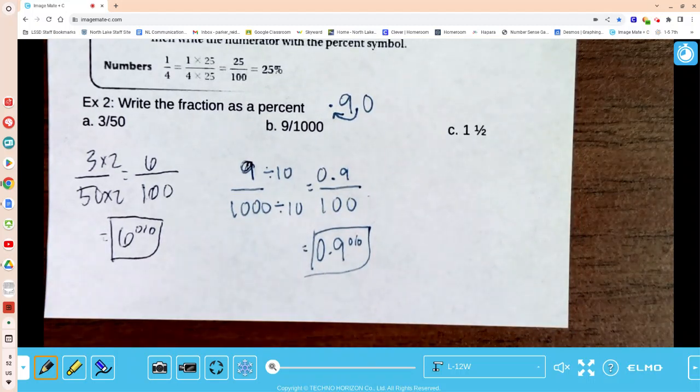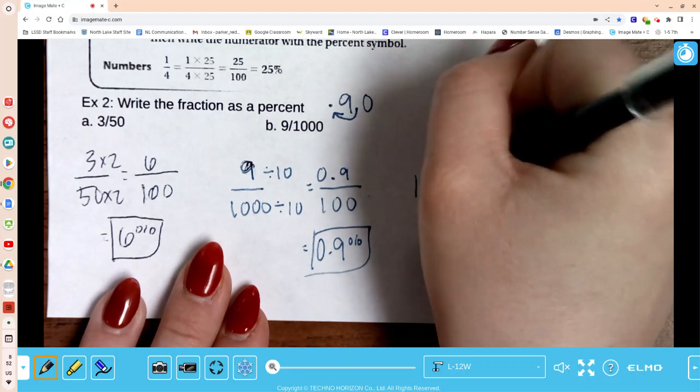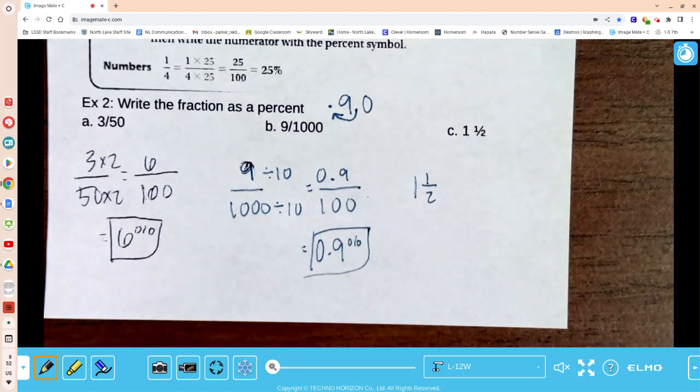Okay, we have one more. This one says 1.5. This one is a mixed number. So, what do you think I might do differently on this one? Mia? You turn it into a whole number or an improper fraction.